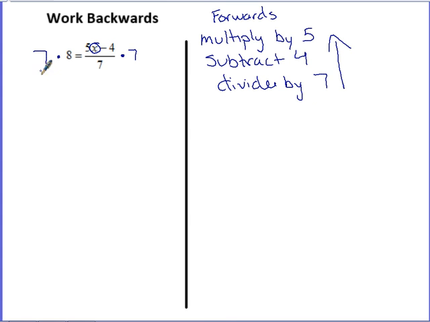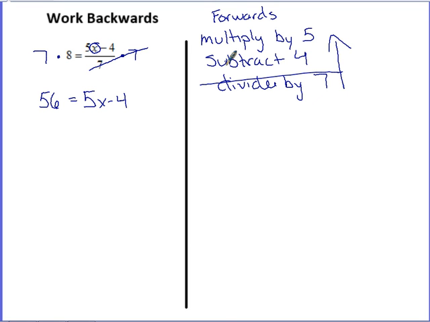On the left side, 7 times 8 is 56. On the right side, remember we said that the 7s cancel each other out, but it's not like it just magically disappears. It's because 7 divided by 7 is 1, and anything divided by 1 is just that number, so I don't need to write it anymore. That's how it disappears. So I have 5x minus 4 on this side, so I took care of that step.